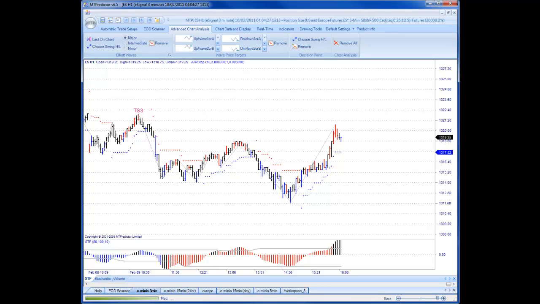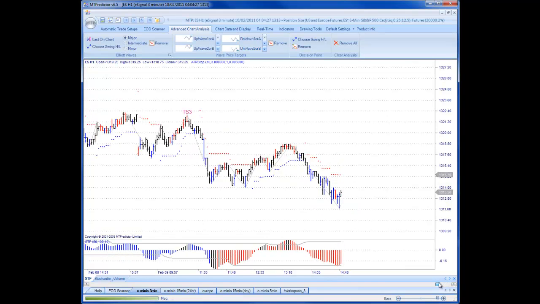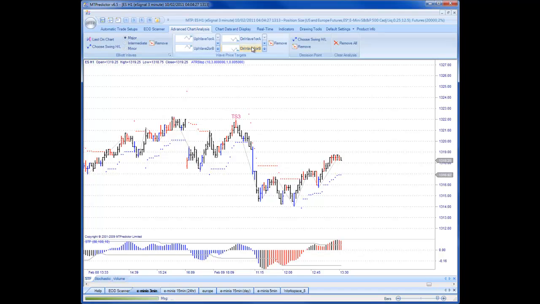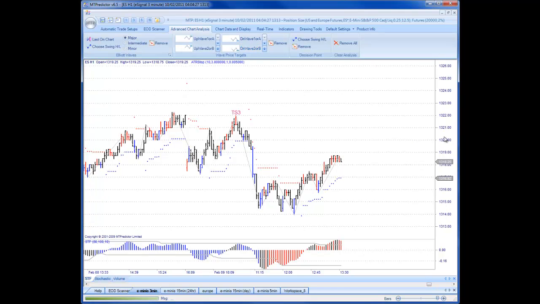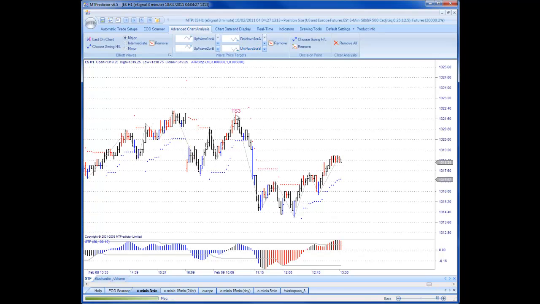In today's video I would like to look at how MTPredictor did on the US E-minis yesterday. That's February the 9th. Yesterday, actually, it was an absolutely brilliant day. It started very well with the 3-minute ES. This is the 3-minute ES, and as you can see we had a lovely TS3 sell here.